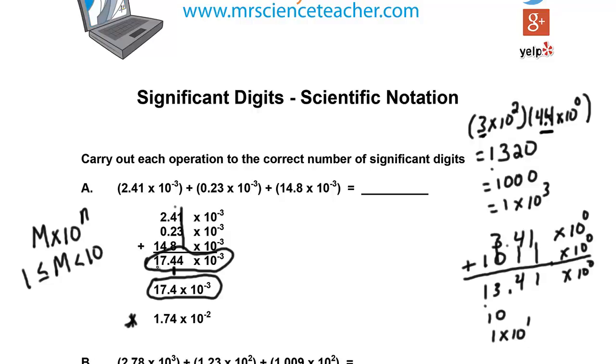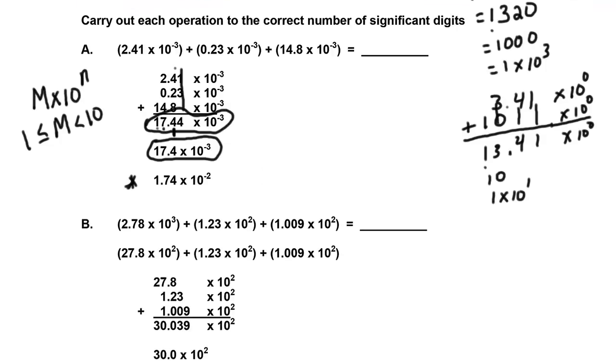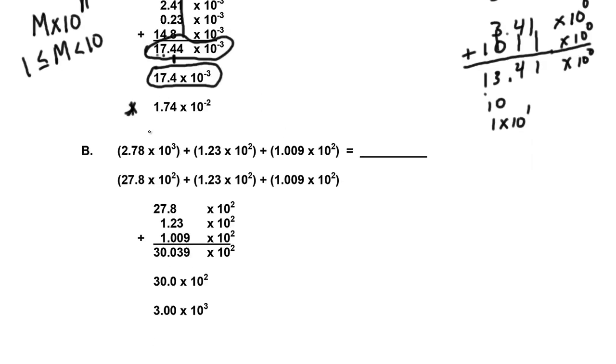Notice that I have 1, 2, 3 significant digits in my answer, and I keep those 3 significant digits in my answer. So let's do one where they're a little bit different. And so that would be B. 2.78 times 10 to the positive 3, 1.23 times 10 to the 2, and 1.009 times 10 to the 2. So the first thing we do is we get them all to the same power, and we'll just do it to the power of 2. So 2.78 times 10 to the 3 is 27.8 times 10 to the power of 2.